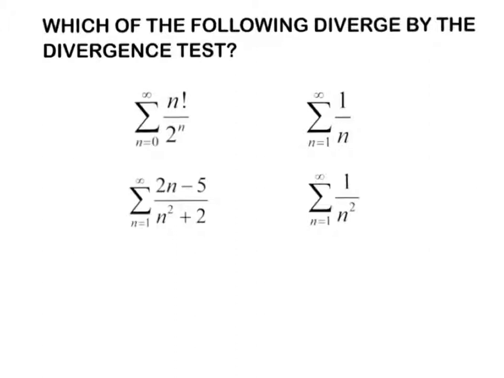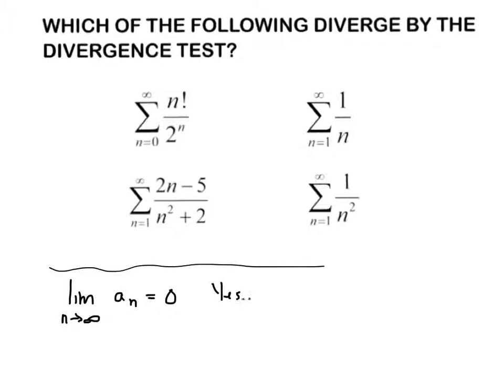If you recall, the divergence test says what you should check right away is, does the limit as n goes to infinity of the sum equal 0? If the answer is yes, keep going with more testing. If the answer is no, you're done. You know, it diverges.